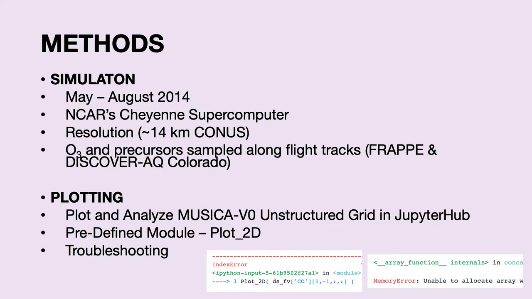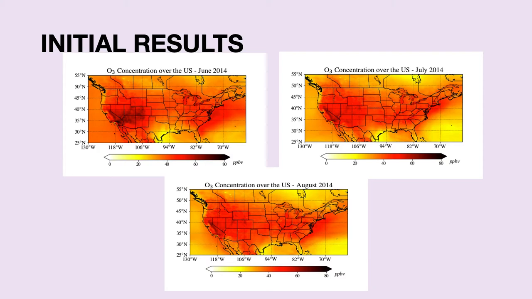I initially began plotting mixing ratios across the continental US using a predefined module called Plot2D. I did run into various issues with memory and indexing on Jupyter Hub while attempting this for the first time, but the support I have received from NCAR scientists has been of great help. These are some of the initial plots that I made using the predefined module Plot2D. I have plotted the ozone concentrations over the United States for June, July, and August of 2014.